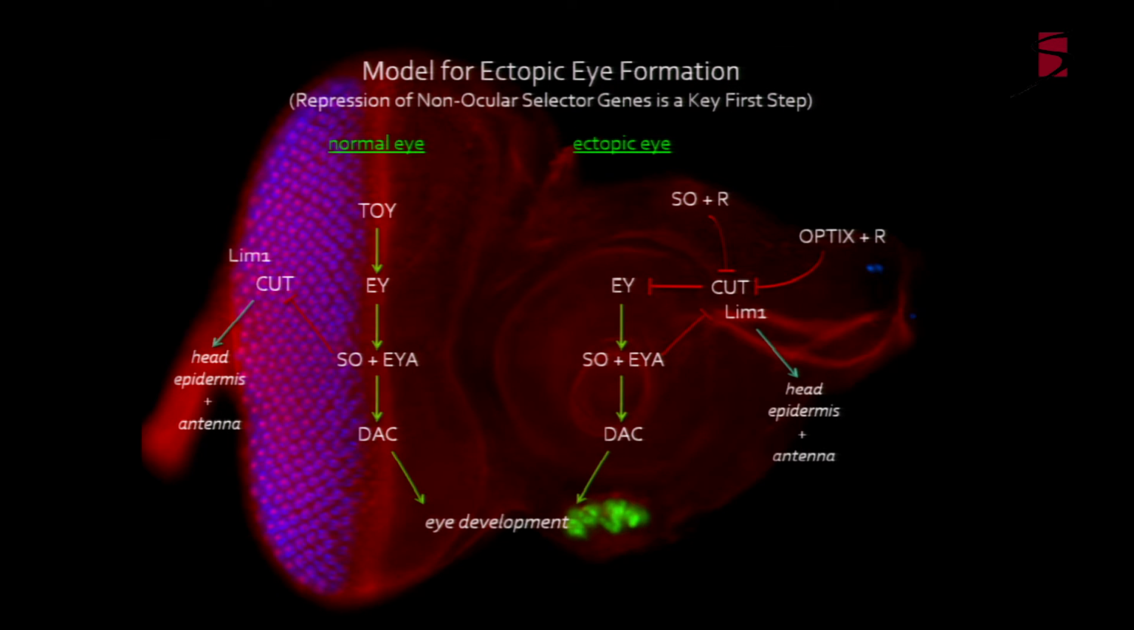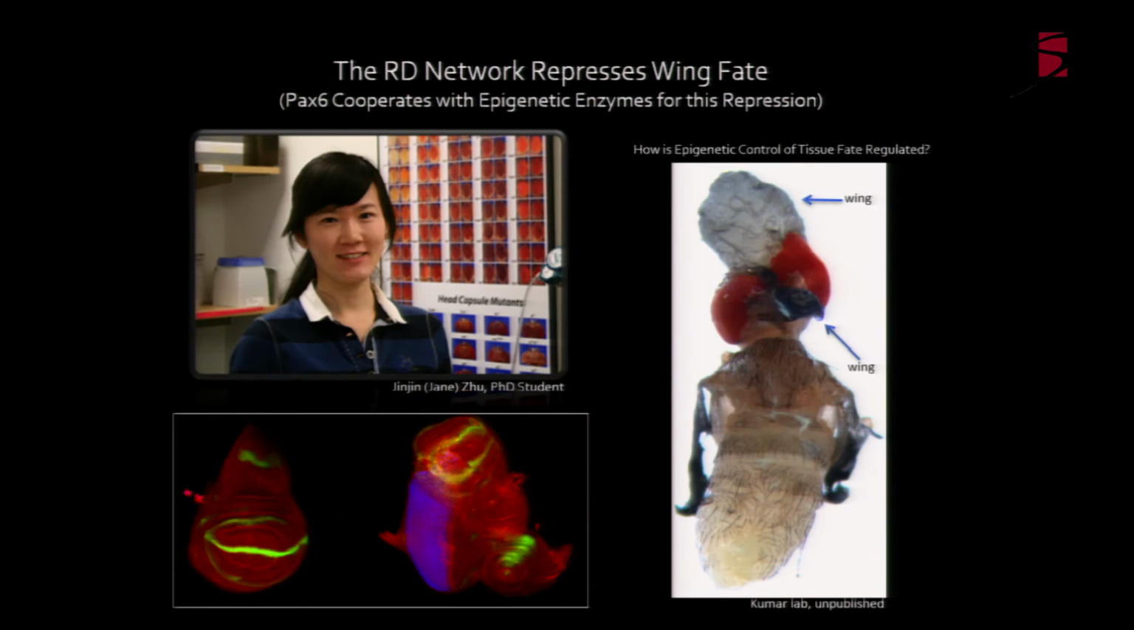So now these molecules are turning on eye development to make an ectopic eye, but at the same time, they're using this mechanism that we just talked about to keep these genes off, so it continues as a cycle. So that's how you can really explain how you get an ectopic eye by putting in a repressor, and how similar it is to normal eye development.